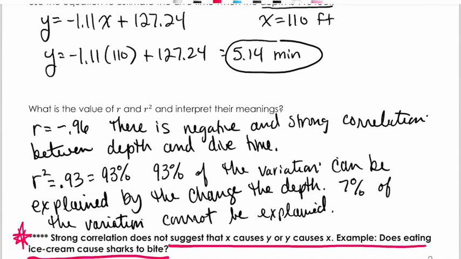But also the number of ice cream cones that people eat also goes up in the summertime. So there's a relationship there. As one goes up, the other one goes up, but it doesn't mean that eating ice cream causes sharks to bite. So keep that in mind, that you can have a relationship between two quantities, but not necessarily one variable causes change in another variable.